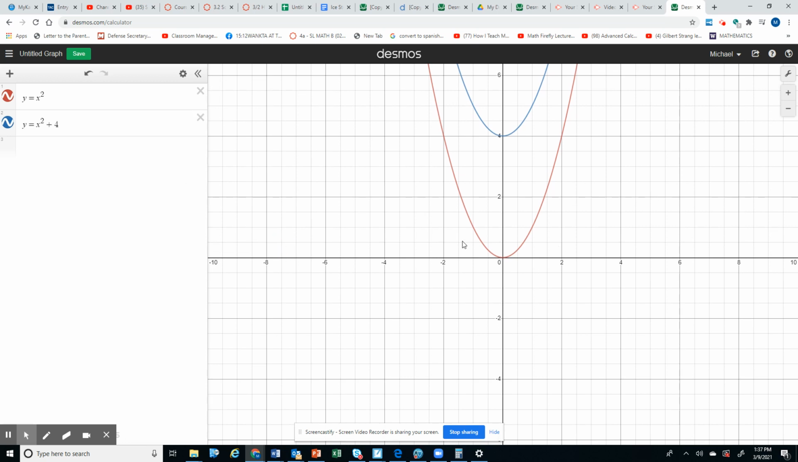So the red graph is my parent function for y equals x squared, and the new graph x squared plus 4 is the blue graph. So you can see it shifted 4 units up on the y-axis.